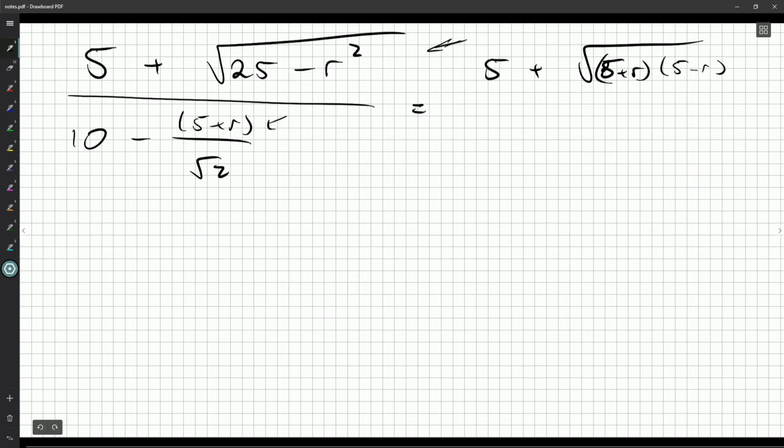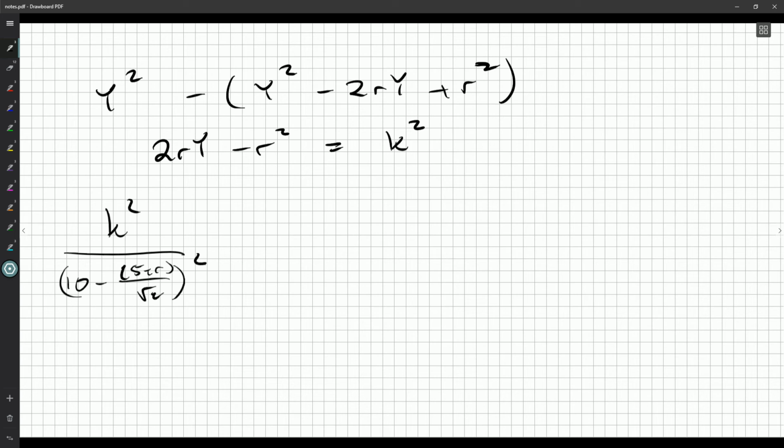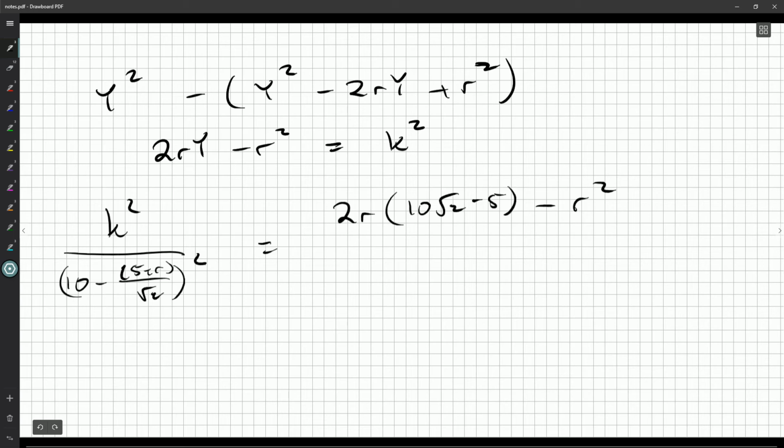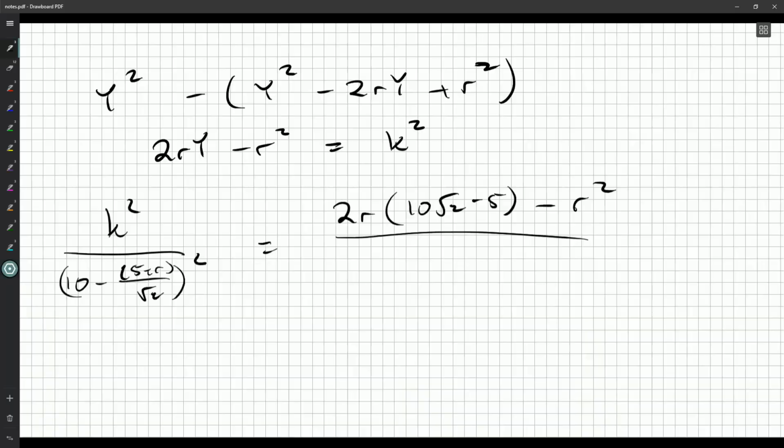But this expression here is K. We got this down here. We want to maximize K squared and 10 minus 5 plus R over root 2 squared. Figuring out the R that maximizes that would also work, right? So 2R, 10 root 2 minus 5 minus R squared. Now, I feel like this isn't going to help. I should go back a step. I feel like I'm jumping to the maximizing a little too quickly. So let's rewind for a moment.